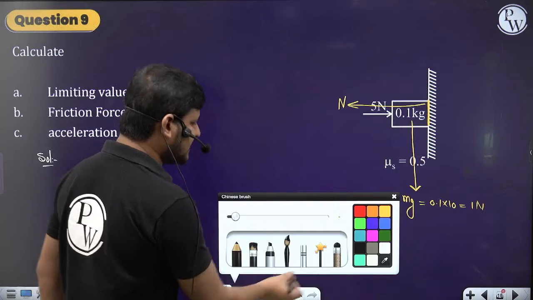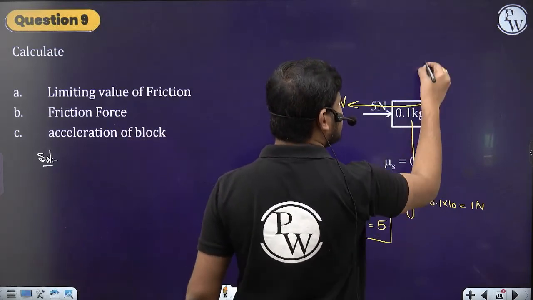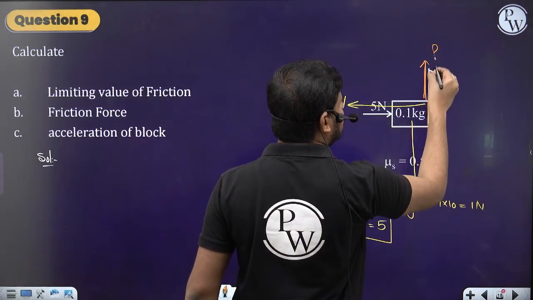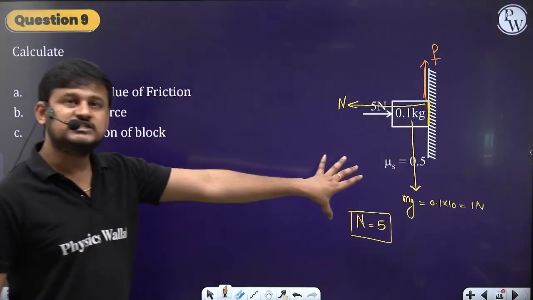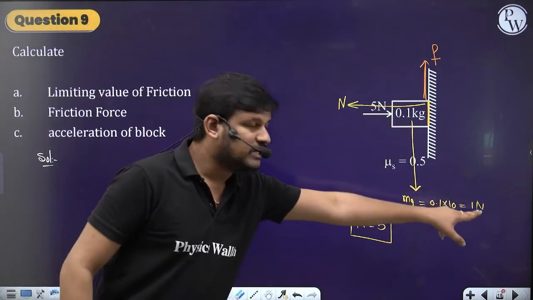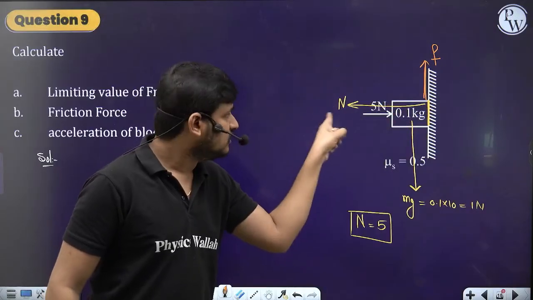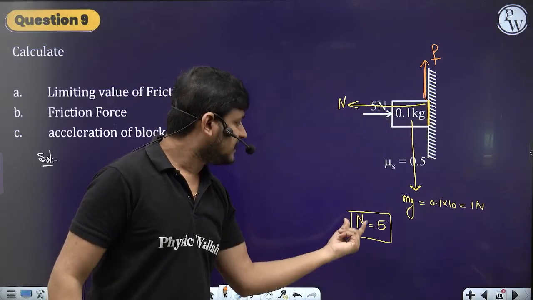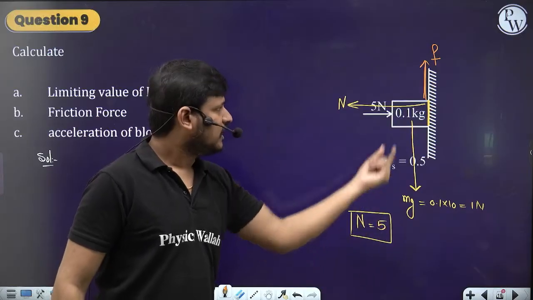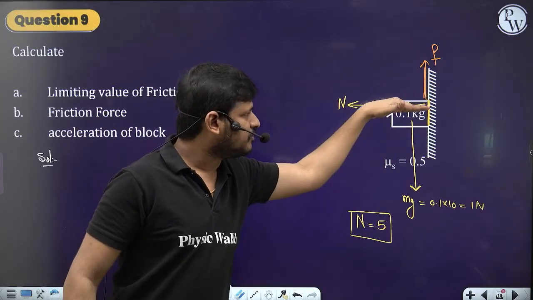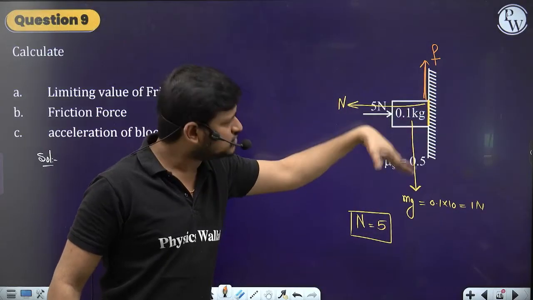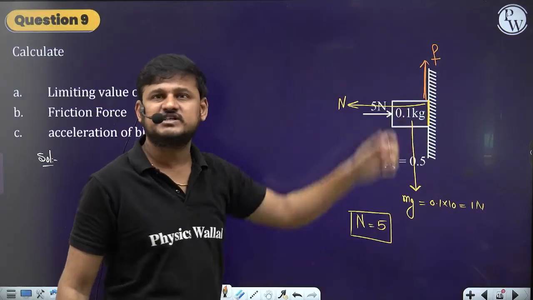So friction acts in which direction? The friction acts in this direction. This logic you should understand. Its weight is 1 newton. The normal reaction is this side and 5 newtons is that side. That's why normal is equal to 5 here. And the friction acts upside. Yes or no? The body slides downward or tends to slide downward, so obviously the friction acts upside.